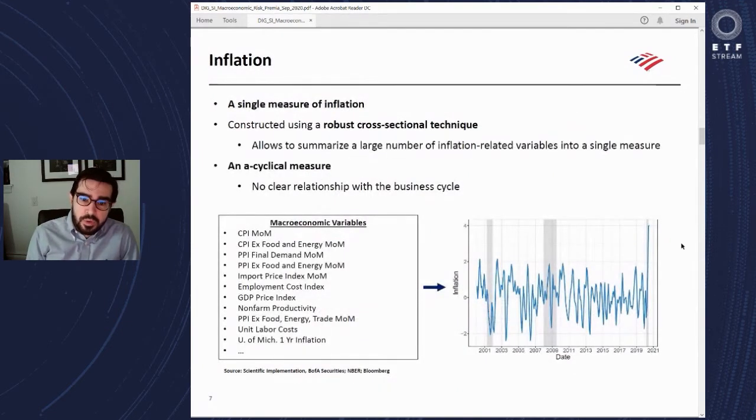Now, in a similar way, we are constructing a single measure for inflation. We start again with a set of macroeconomic variables that are related to inflation. And then from that, we produce a single measure, again, on a monthly frequency. What we see in our tests is that this measure doesn't necessarily have a clear relationship with the business cycle. It's either acyclical or weakly pro-cyclical.